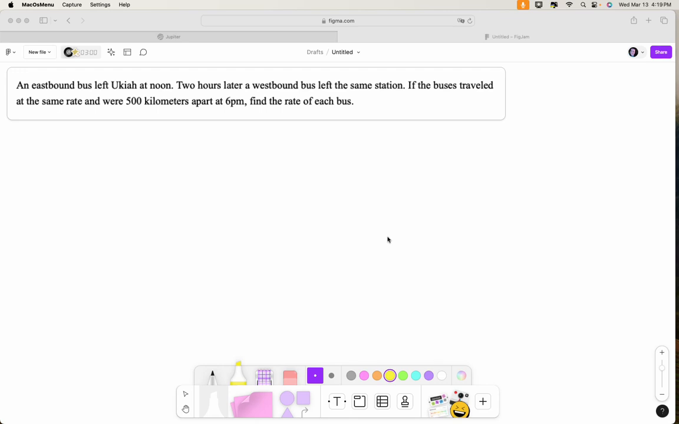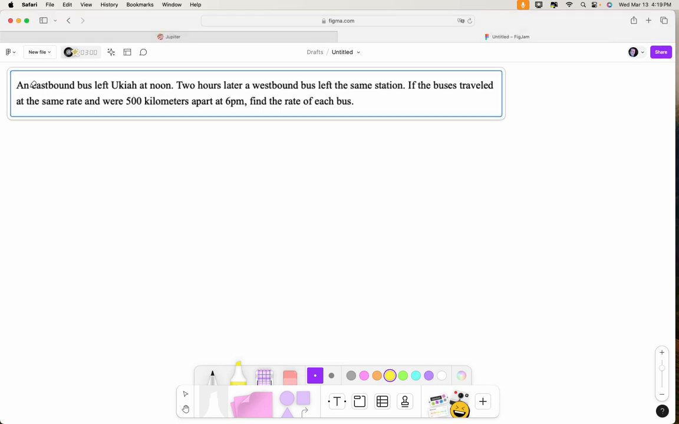The distance problems, or the uniform motion problems, are the ones you seem to have the most trouble with in lesson 94. So let's look at what we're talking about with these. Here's the first one. It says an eastbound bus left Ukiah at noon. We've got to understand what's going on. You've got to be able to pull apart the sentences and see what's going on.